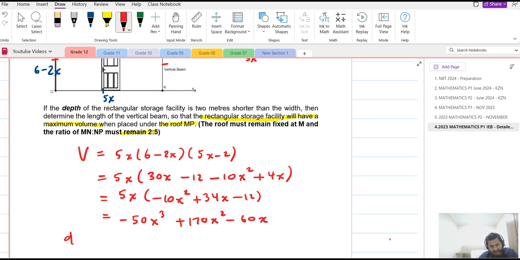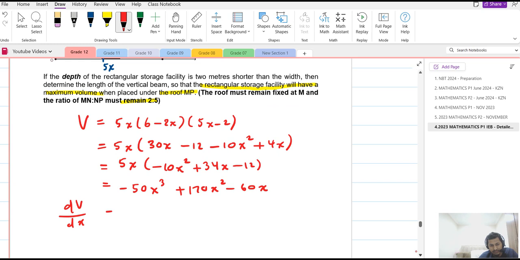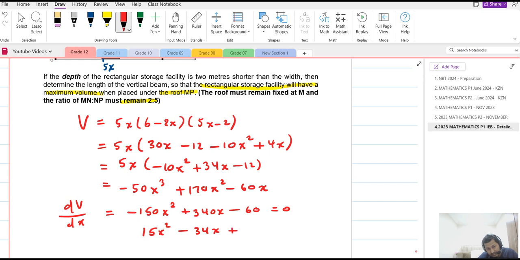Now you're going to find dV/dx and make it equal to 0. Minus 150x squared plus 170 times 2 is 340x minus 60 is equal to 0. We can divide this entire thing by 10. Can we divide by any other number? No, just divide by negative 10. So we got 15x squared minus 34x plus 6 is equal to 0.